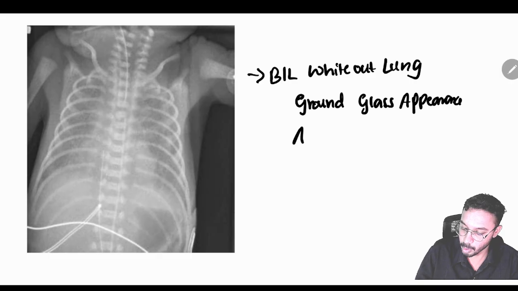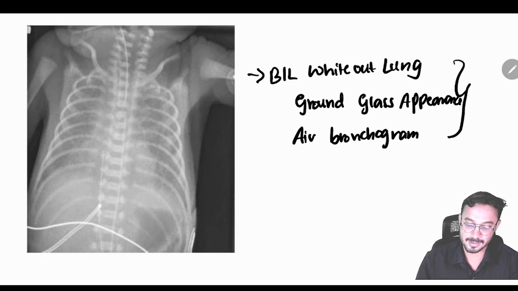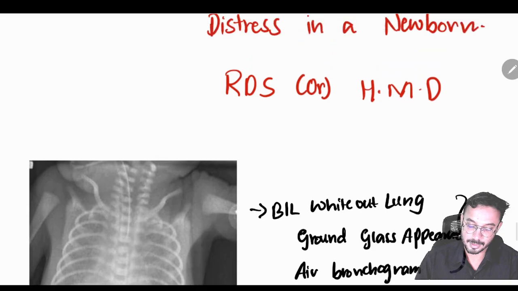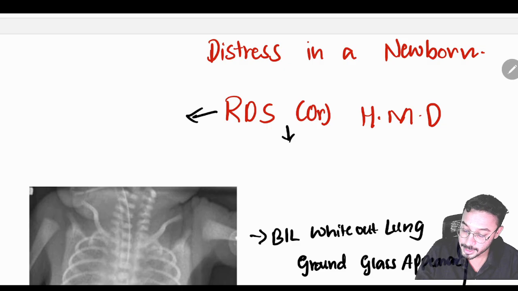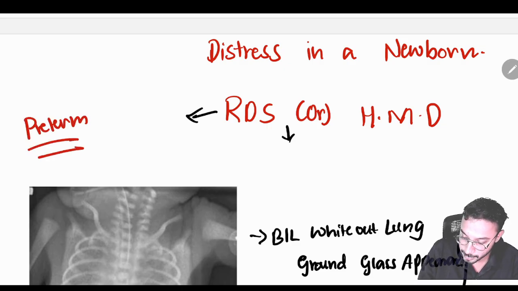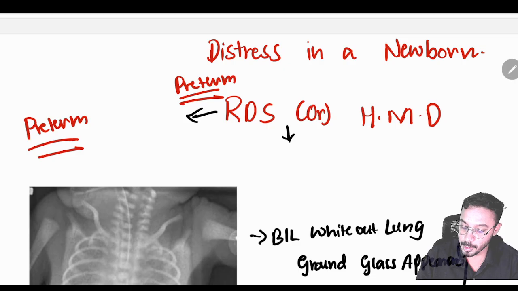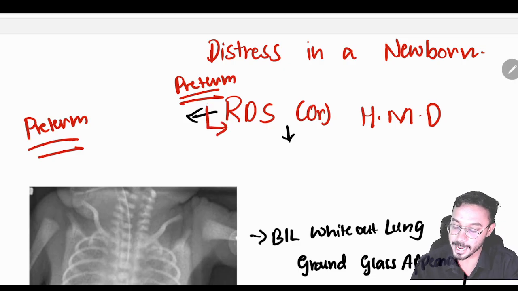And air bronchogram is seen. So these are all chest x-ray signs in a newborn who was born preterm. So respiratory distress is the common cause of distress in preterm babies. So I am talking about preterm distress. If preterm babies go into distress, then you have to think about RDS, or hyaline membrane disease. It is also called hyaline membrane disease.